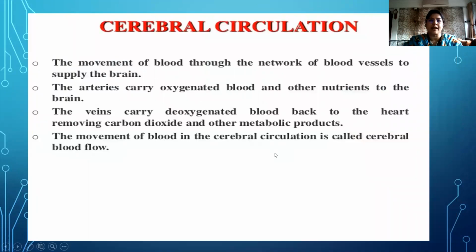So we enter into the cerebral circulation. So what is it? All the blood vessels and the movement of blood in the network which carries oxygenated blood and nutrients to the brain is called cerebral circulation. Of course, one should not forget the veins, which carry deoxygenated blood back to the heart, removing carbon dioxide and other metabolic products. So overall, the movement of blood in the cerebral circulation is called cerebral blood flow.